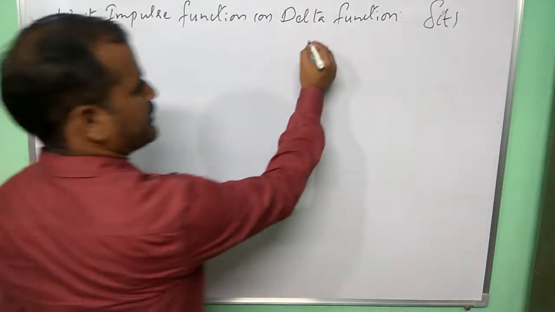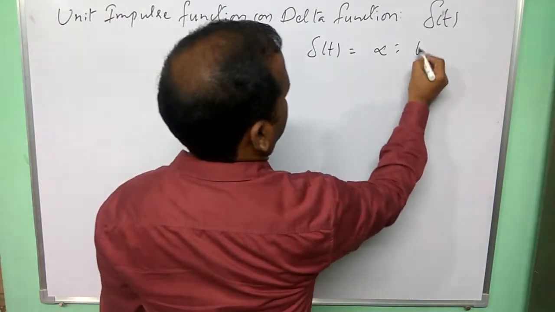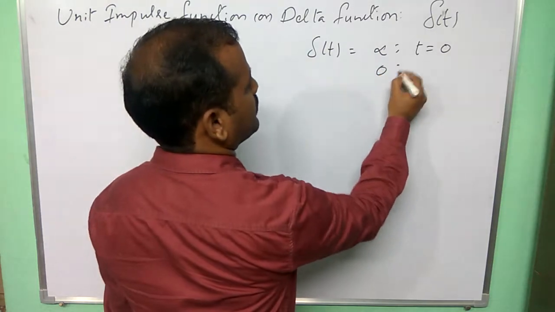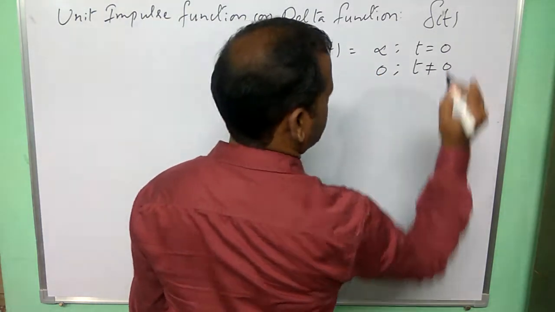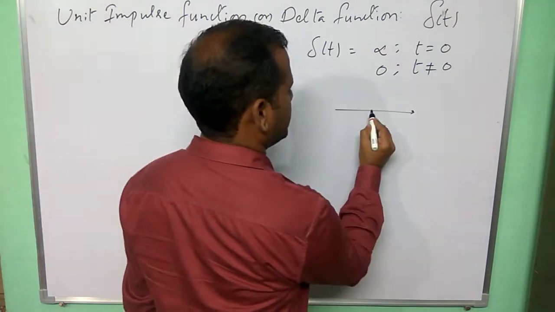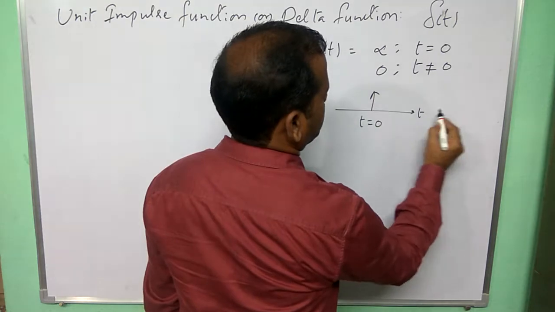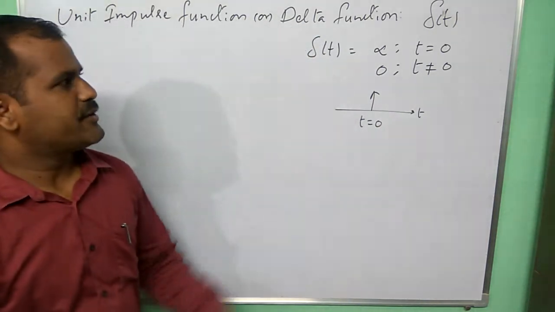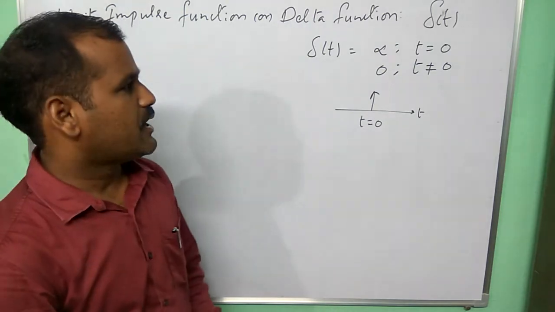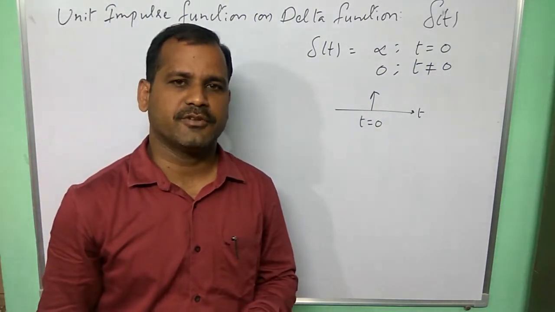Del of t definition, we know that it is equal to infinity at t is equal to 0, and it is equal to 0 if t not equal to 0, and we represent the signal simply with an arrow mark at t is equal to 0. I have discussed this signal description clearly in the basic signals, and I have introduced 6 different properties for the impulse functions also there.